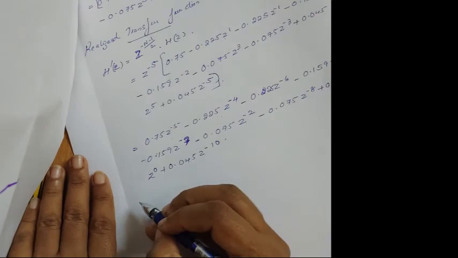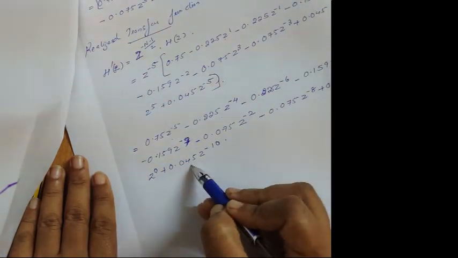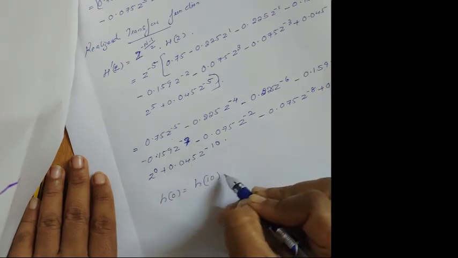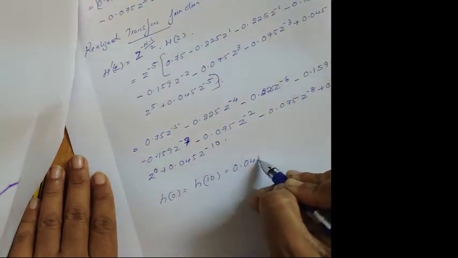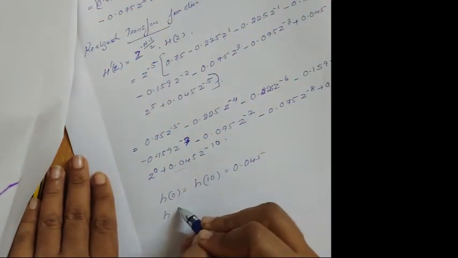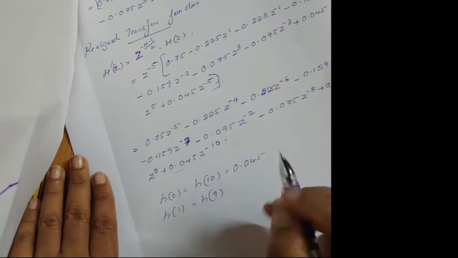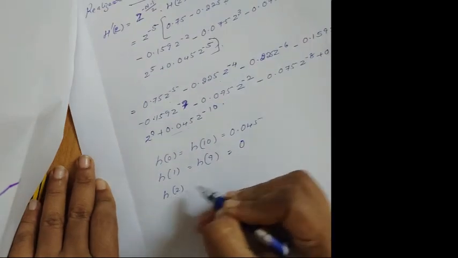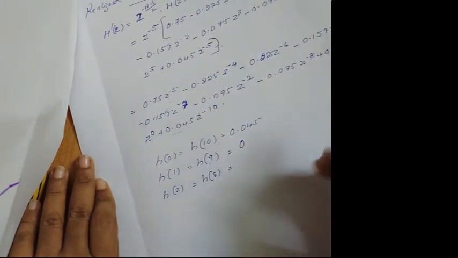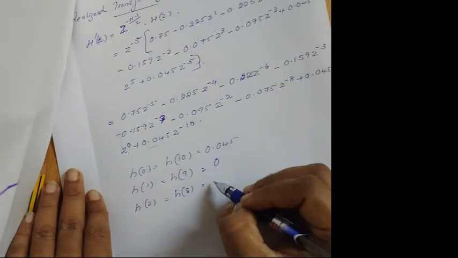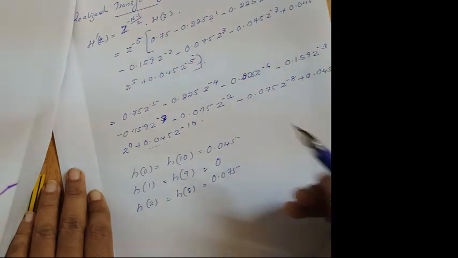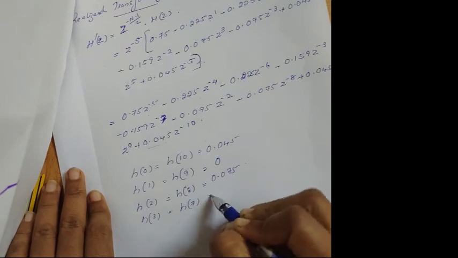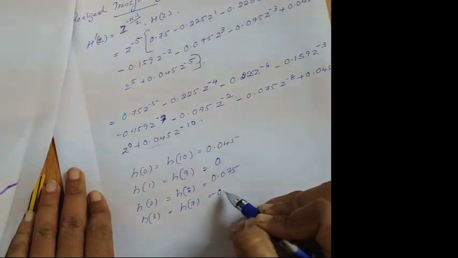Now you have to find the coefficients. Coefficients means you have to see which of the coefficients are the same. So you will get h of 0 is equal to h of 10, the same value, 0.045. Okay. H of 1 is equal to h of 9. Here h of 1 and h of 9 are not there, so that will be equal to 0. H of 2 is equal to h of 8, and for 2 and 8 you got 0.075. Now 3 and 7: h of 3 is equal to h of 7 is equal to minus 0.159.